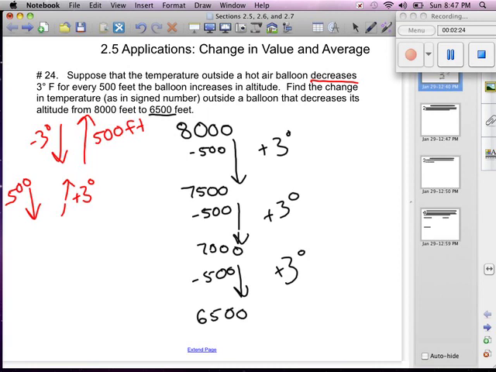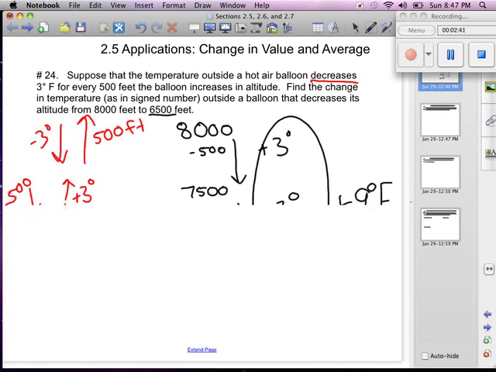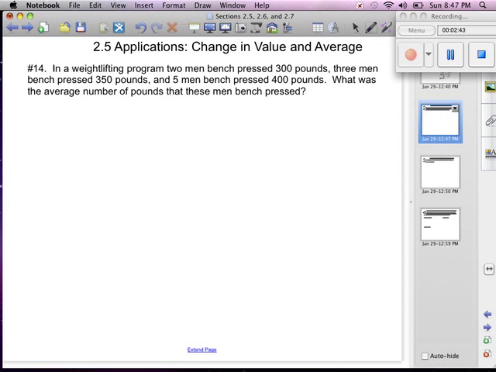So what do we have here? We went down a total of 1,500 feet. You don't really need to know that. And the temperature went up a total of positive or plus 9 degrees Fahrenheit. What else do we have here? This is an average problem, and we know to find the average, we add up all the things and divide by how many there are.